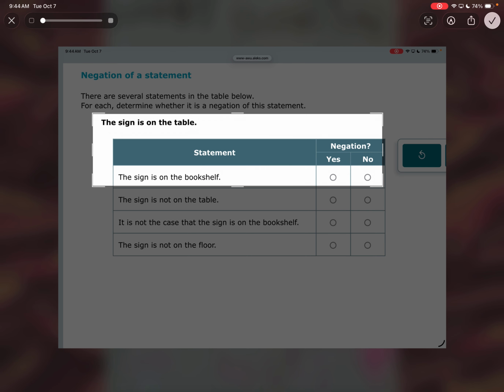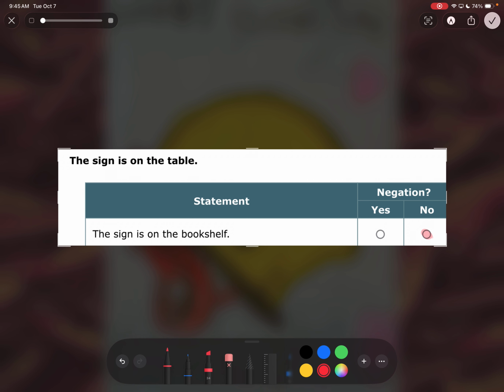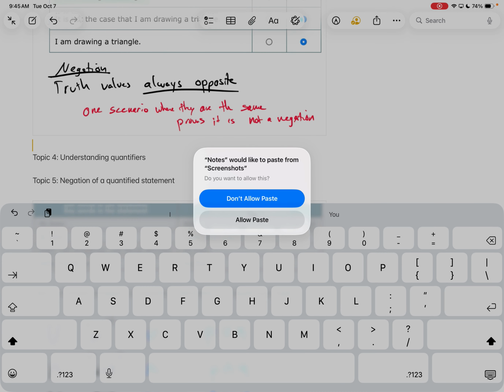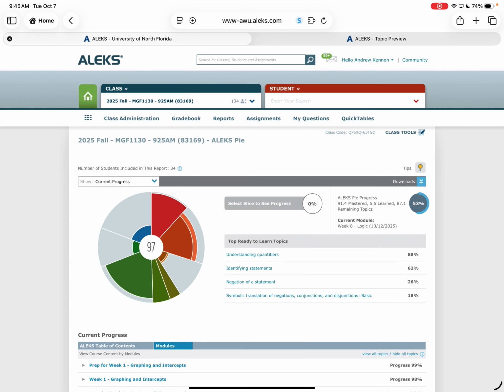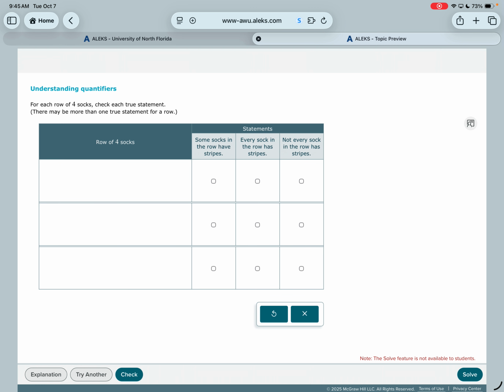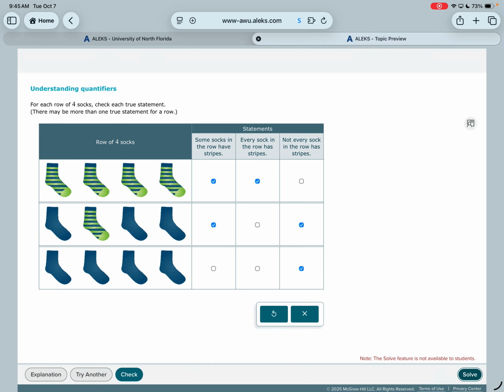Okay. So this is no, because if the sign is on the bed, they are both false. Okay. So in every scenario, they have to have opposite truth values. If you could ever think of one scenario where they don't, then they are not negations of each other.